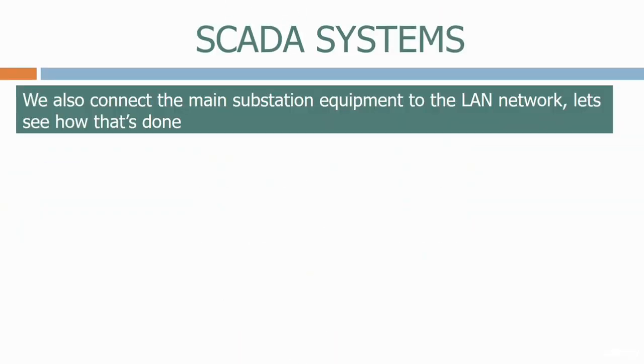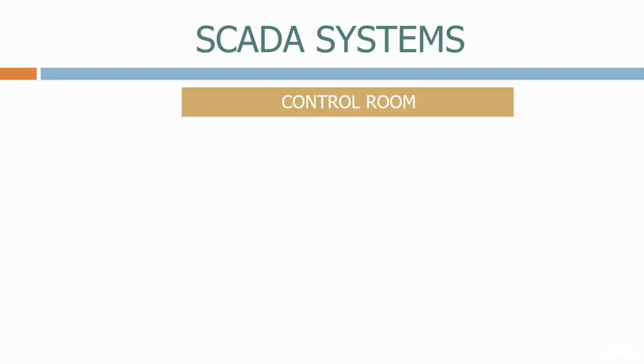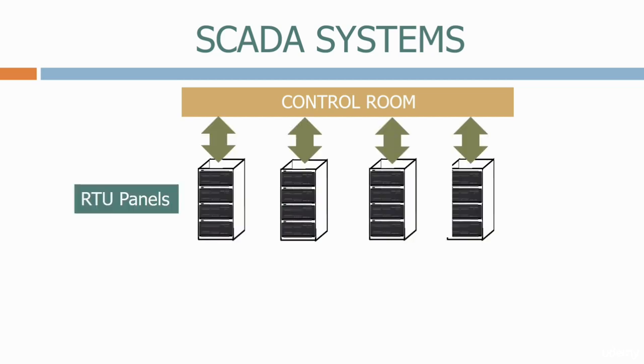We also connect the main substation equipment to the LAN network. Let's see how that's done. At the top we have the control room, which contains all of the MIMIC control panels and the HMI interfaces. The interface between the control room and the substation are the RTU panels. These collect the thousands of signals that are generated by the primary plant and secondary systems.